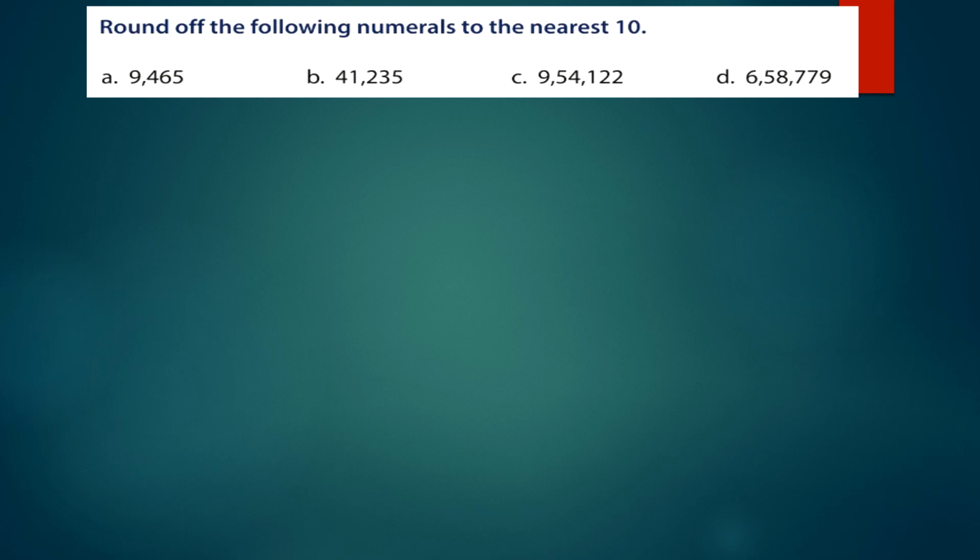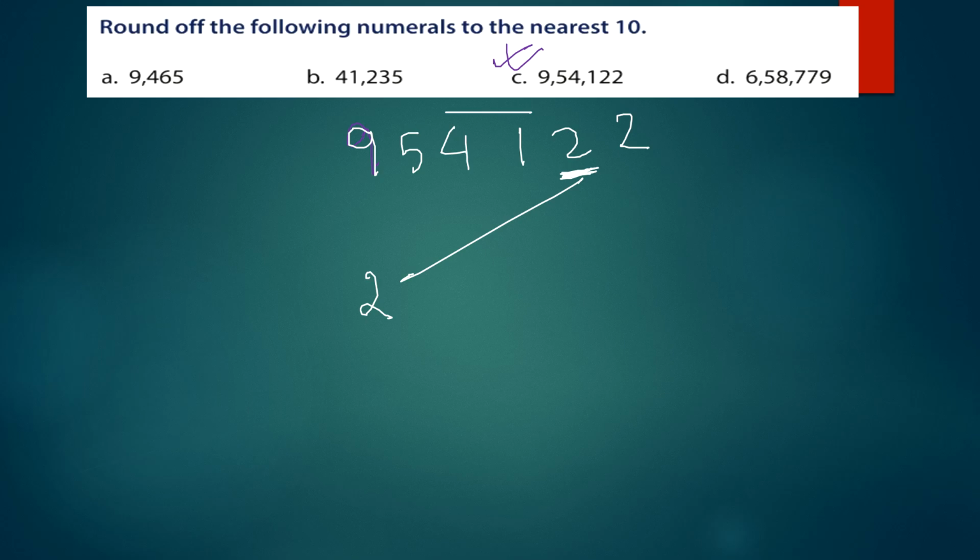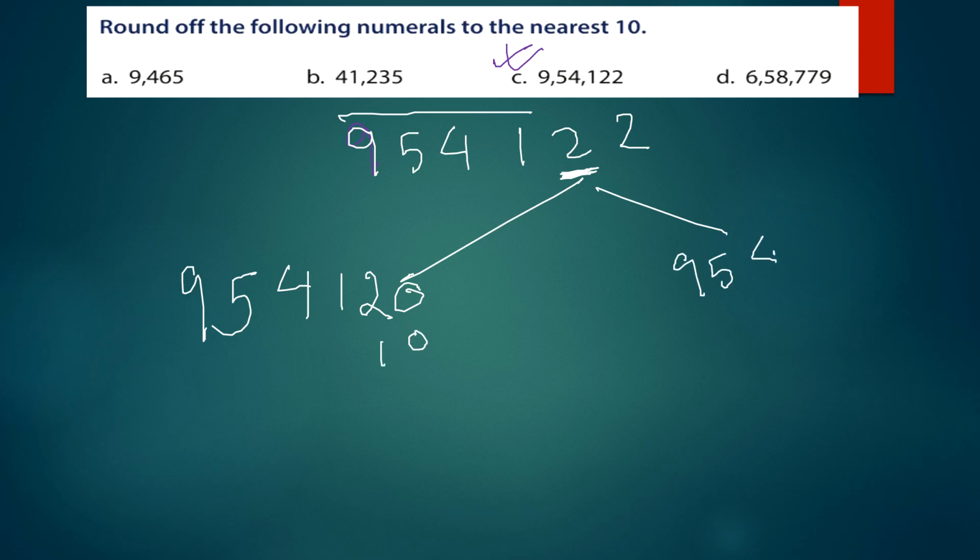So here we have got, let me go for this number that is C. So 954122. What they want to do for nearest 10: concentrate only on the digit in the tens place. Write that digit first. Whatever is before that digit, write them as it is and put 0. To find the greater number, just add 10. That becomes 30. So 954130.